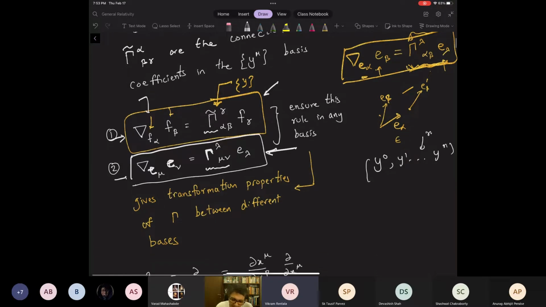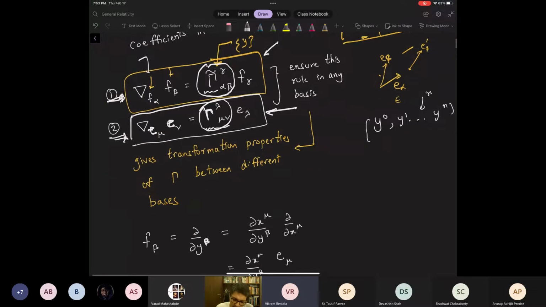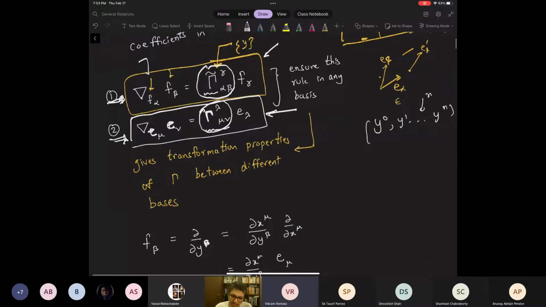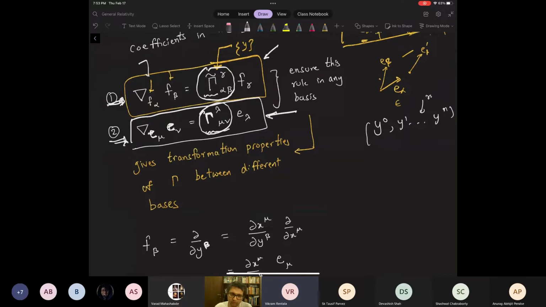So the fact that this rule must be satisfied in any basis gives me a transformation rule between these basis coefficients and these basis coefficients. So they get related in some way. Now it's a bit of work to derive the relationship between them, so I'm not going to derive it here. I've written it up in the notes, and you can also look it up in Nakahara. I will just show you the result for how these two basis coefficients are related, and we'll discuss that relationship after that.